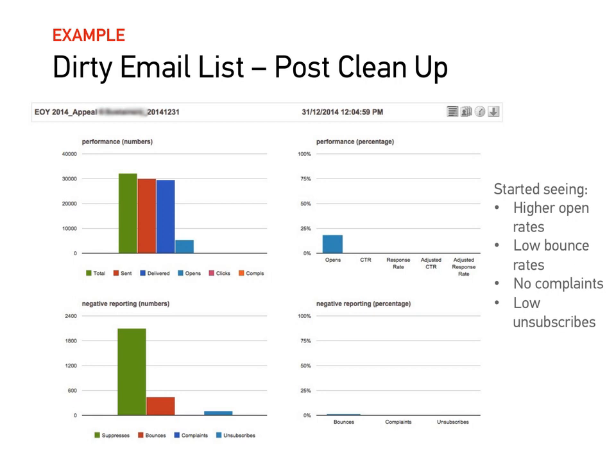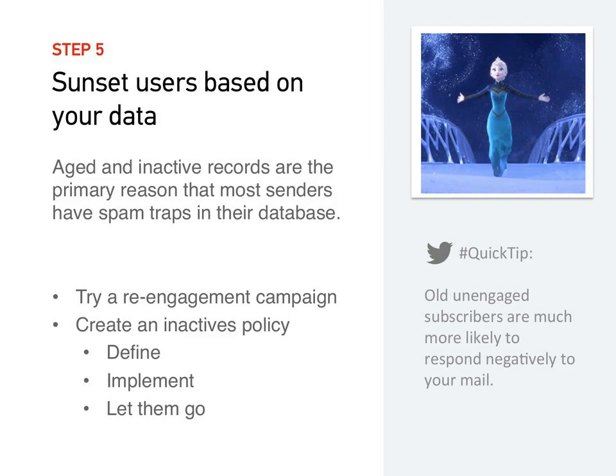It is also worth noting that the age of your list is something to bear in mind, which leads us on to sunsetting users. Aged and inactive records are one of the primary reasons that most senders have spam traps in your database. An inactive address can be recycled by an ISP in as little as 9 months. So changing how you approach inactive users is a great best practice.